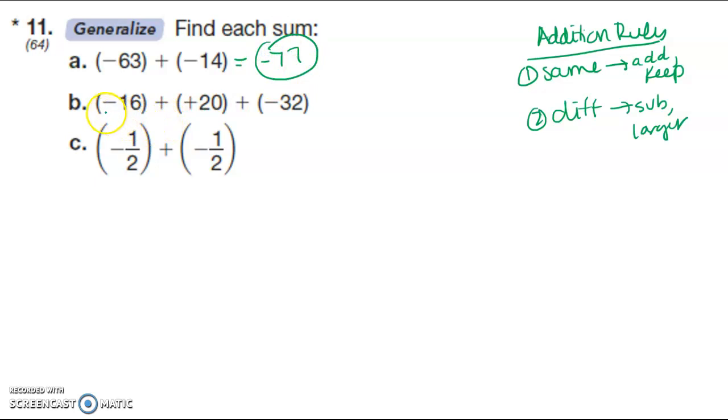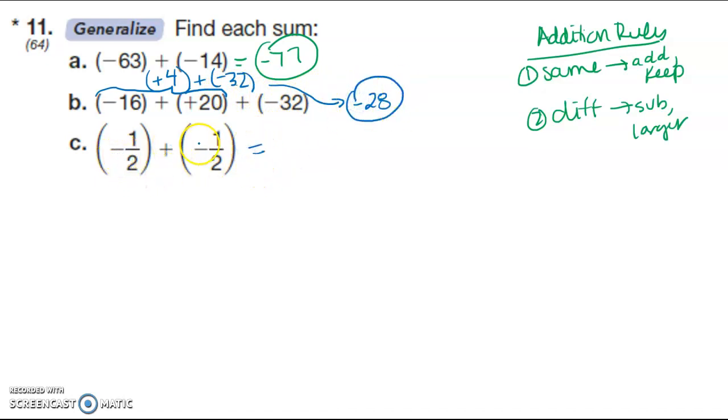Okay, on B, we're going to do it 2 at a time. Let me go ahead and get a different color. So negative 16 plus a positive 20, they're different signs. We're going to subtract. 20 minus 16 is 4. Keep the sign of the larger. And then we have 4 plus a negative 32. So since they're opposite signs, we're going to subtract. 32 minus 4 is 28. And I'm going to keep the sign of the larger, which is the 32, so that's negative.